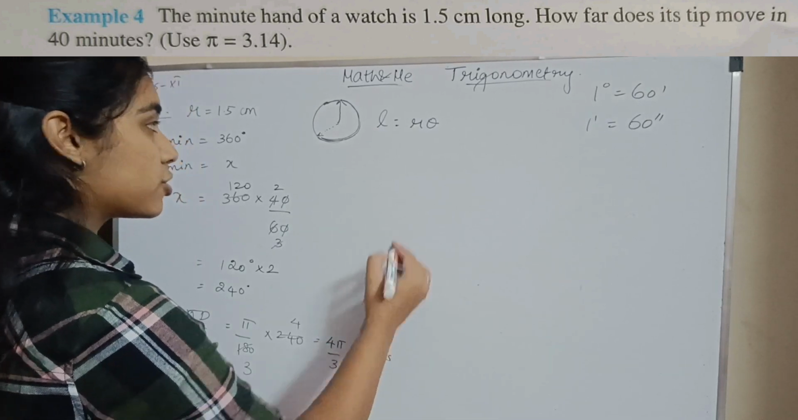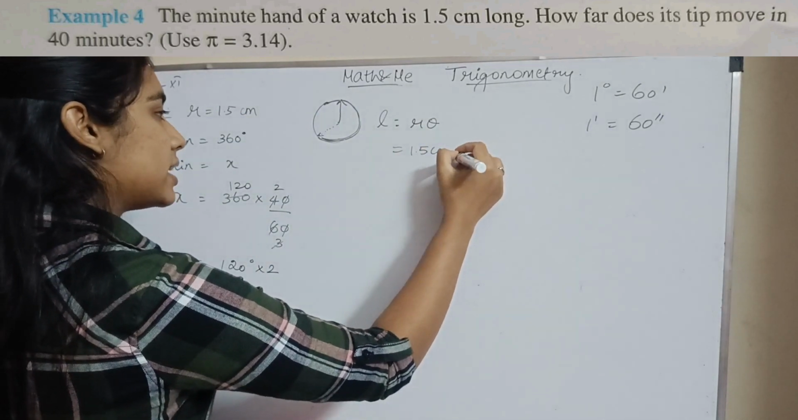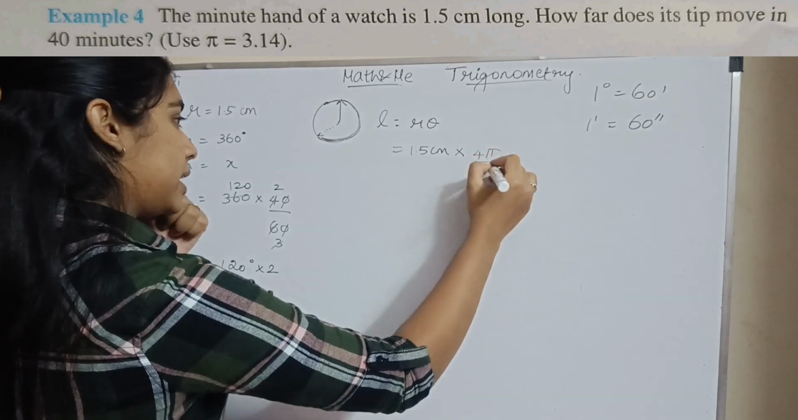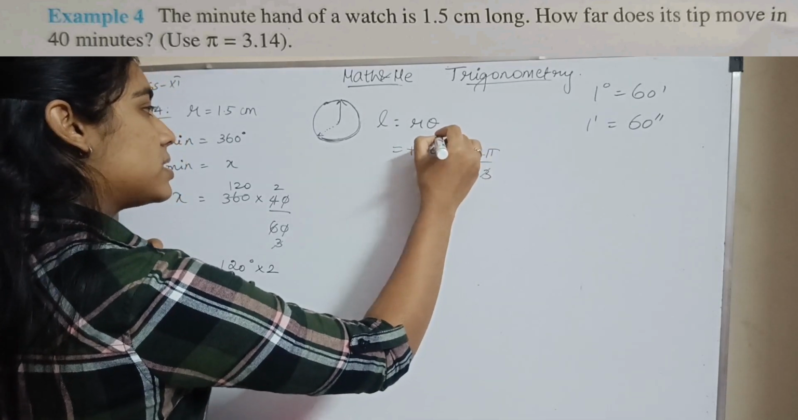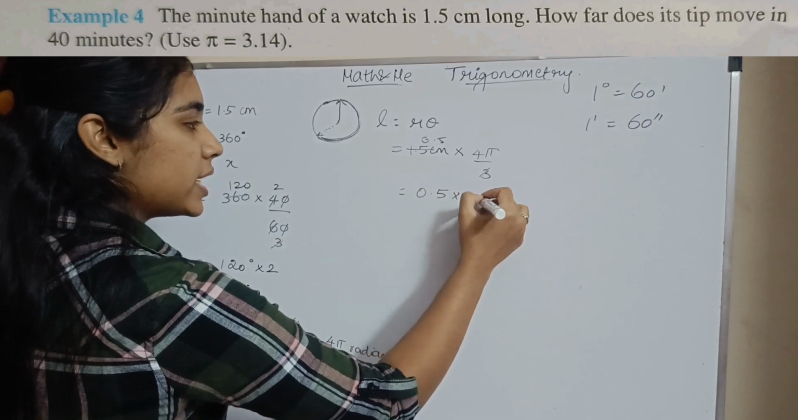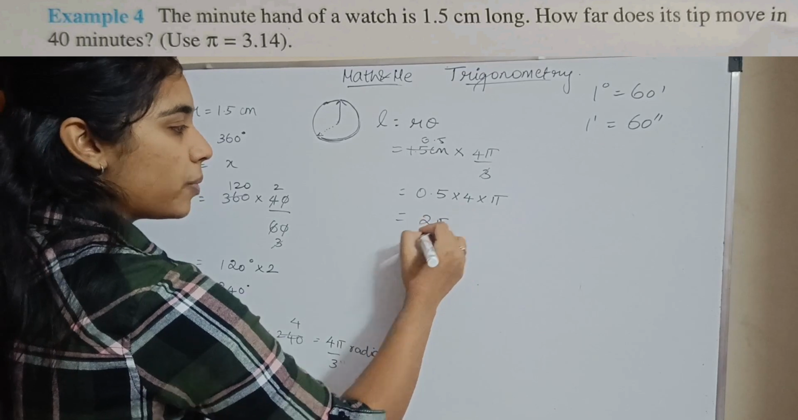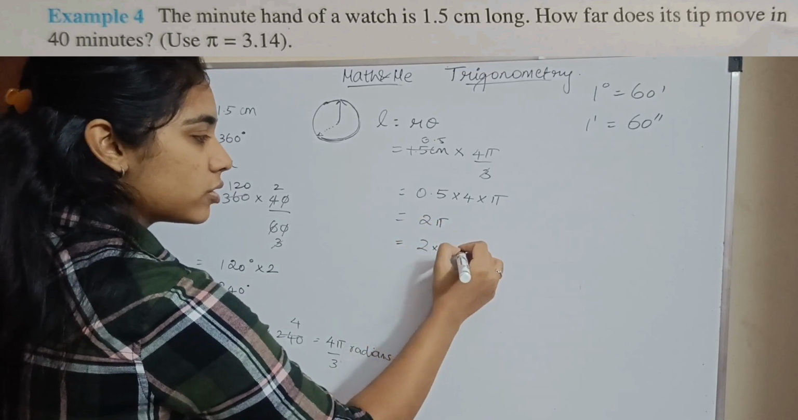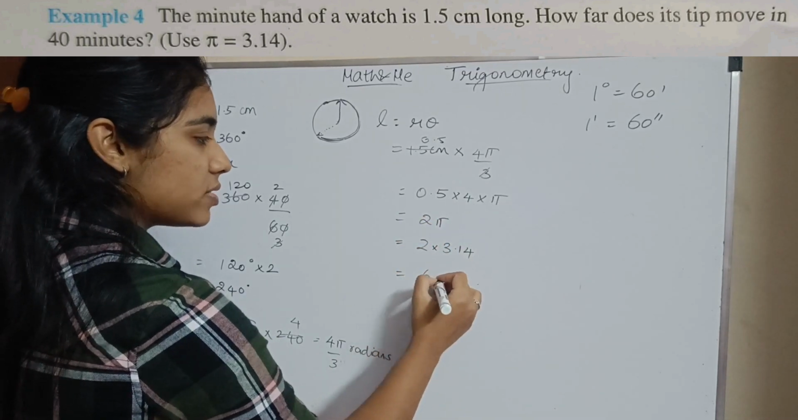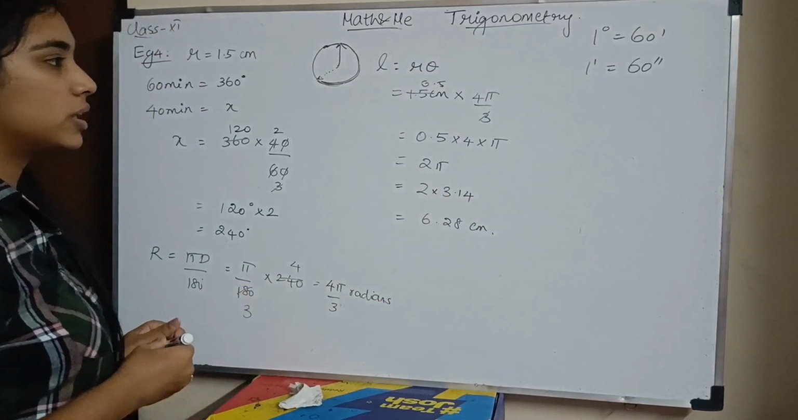Substituting in the formula, I have r, which is given to be 1.5 centimeters, times 4 pi by 3 radians. Cancelling, it will be 0.5. So I have 0.5 times 4 times pi. 5 4s are 20, with the decimal point, so it will be 2 pi. The value of pi is 3.14, so when I multiply, I'll have 6.28 centimeters. Be very careful with the unit.